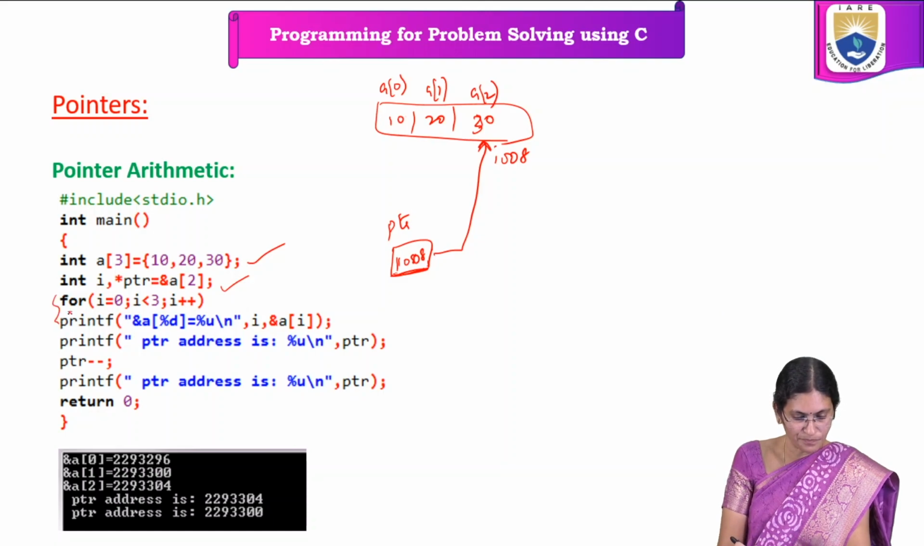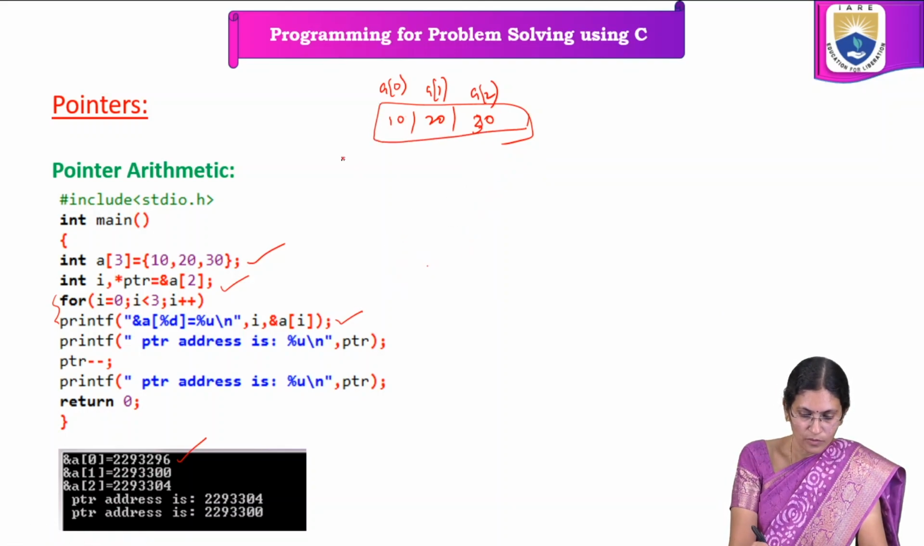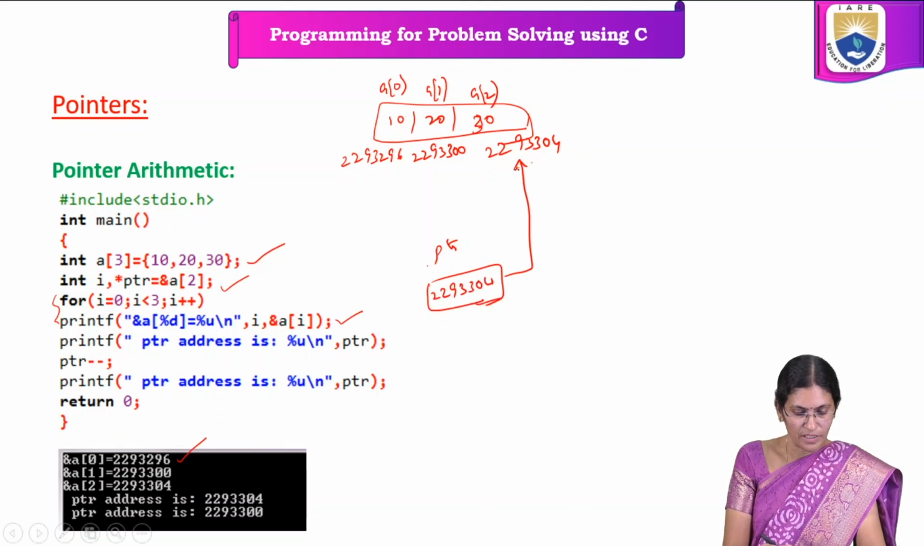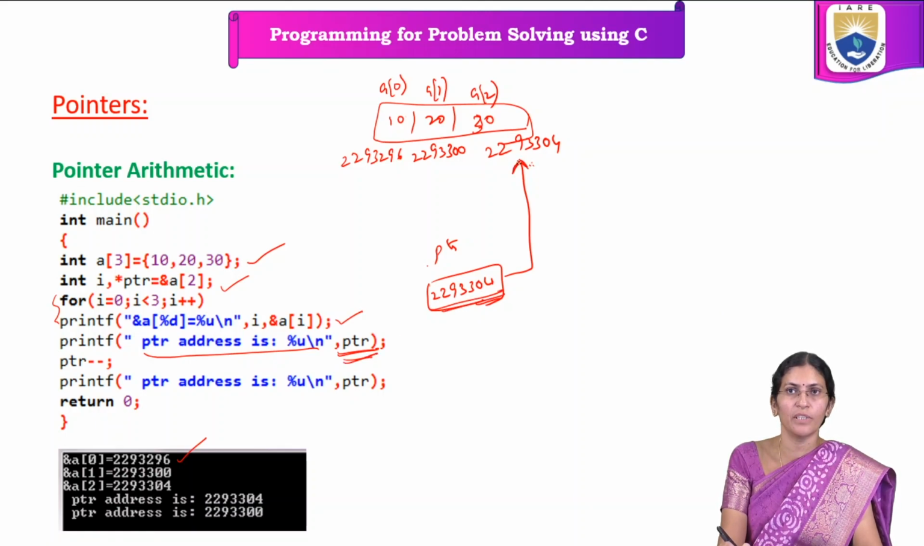We are using a for loop here in order to print the address of all the elements of the array. According to the program, the address of the first element of the array is 2293, and we can visualize it in this way. This is 2293296. This is 2293300. 2293304. So PTR will hold the address corresponding to this one, that is 2293304. So the last element. Now if you print the address in PTR, it will show the address of this last element of the array. Now what we are doing here is decrement, PTR minus minus.